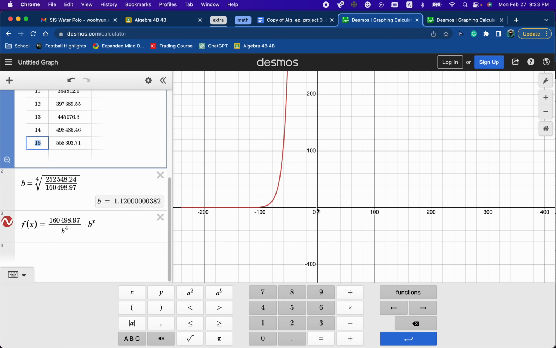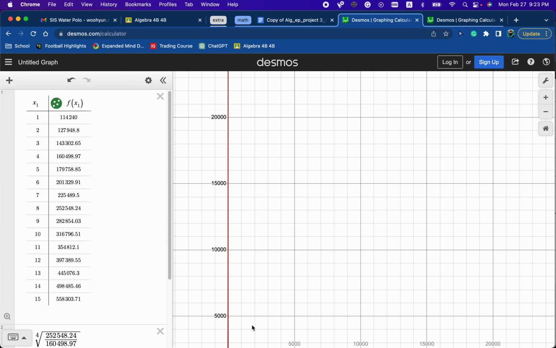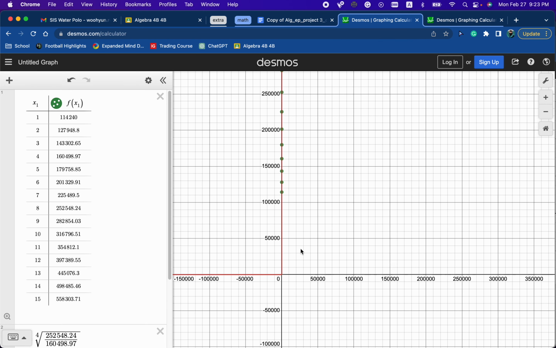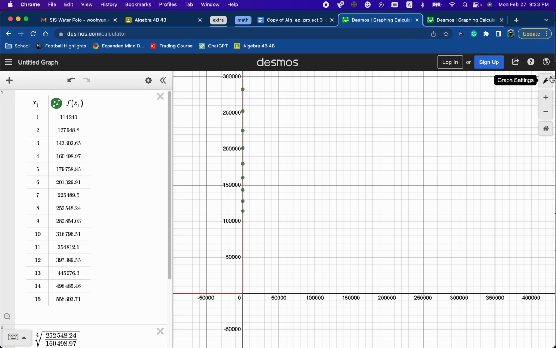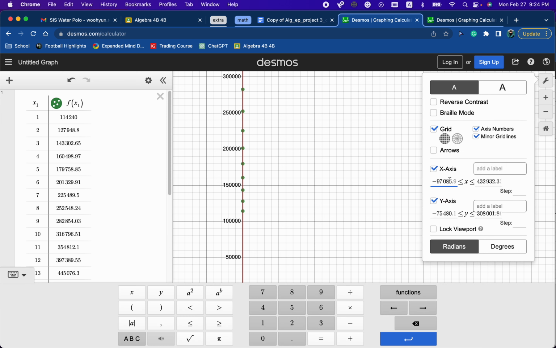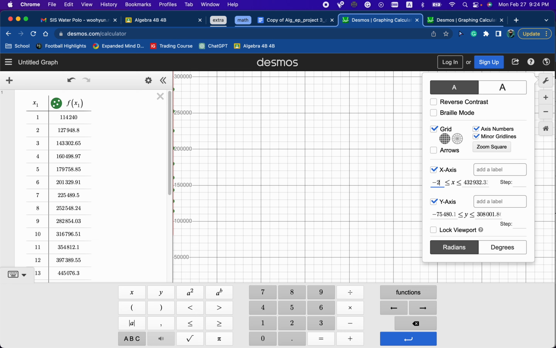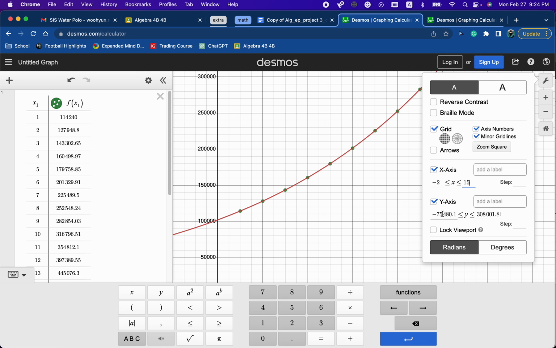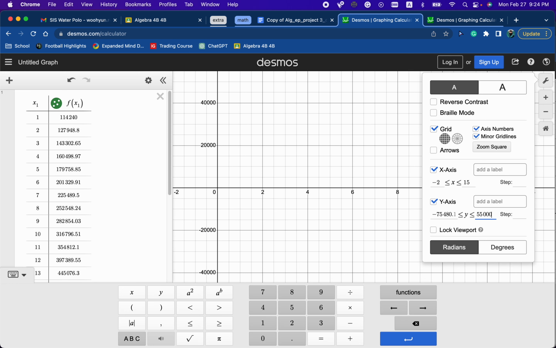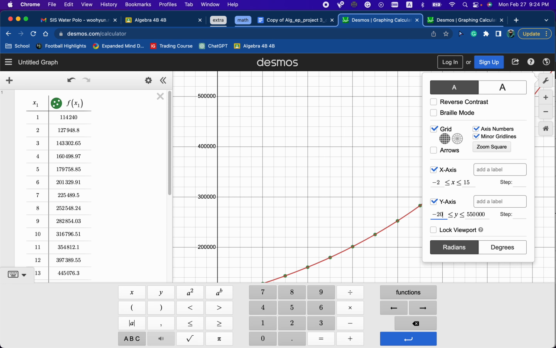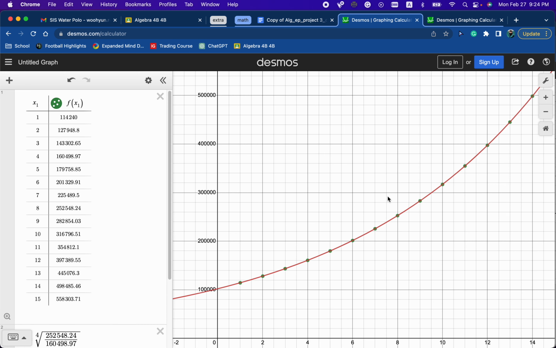So we're gonna zoom out over here, and it's all the way here. So let's frame the graph. For the x-axis, we're not gonna need more than -2, and for this we're not gonna need more than 15. And for the y-axis, we want to see when the graph is going to get to 500,000, and if the graph is going to do that. So we're going to put $550,000, and for the negative part, we're going to put -20,000.